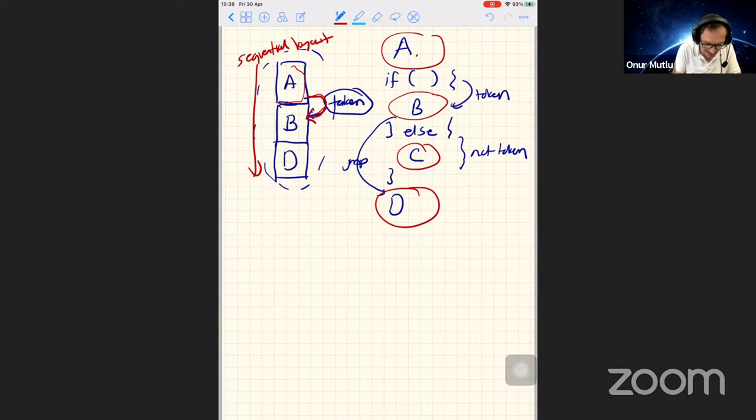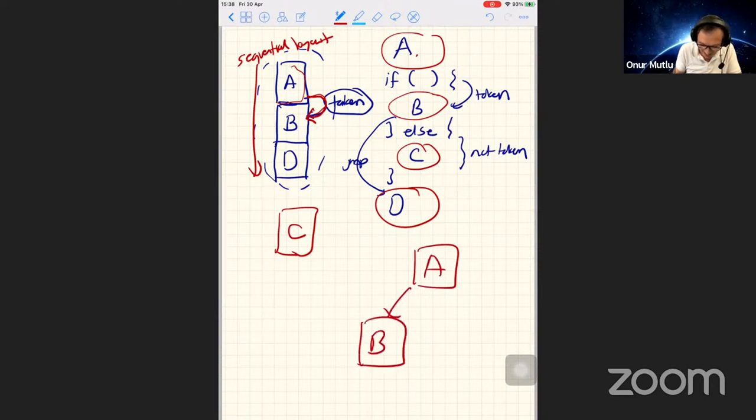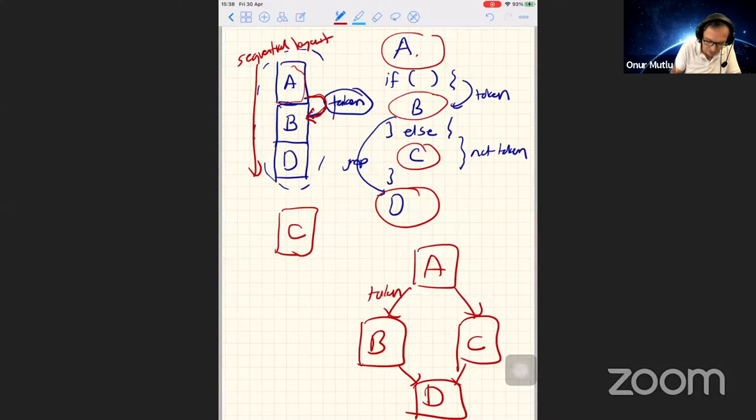I should have said something like C is over here. Okay, let me reconstruct this example. Sorry about that. But basically, let me do the control flow graph that will make this more easy. You have the A, B, C, and then the control flow graph looks like this over here, right? And the branch is taken if you go from A to B, and it's not taken if you go this way, okay?